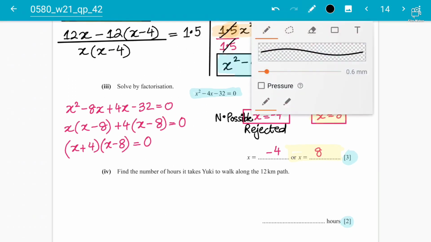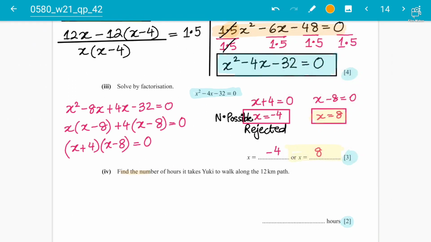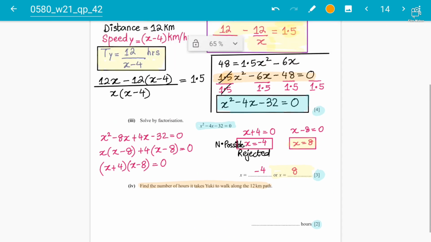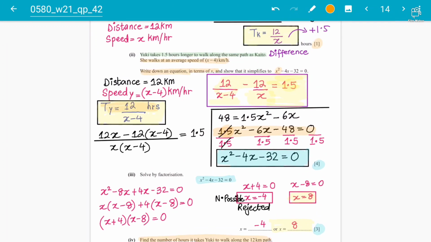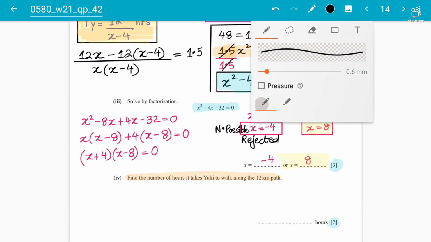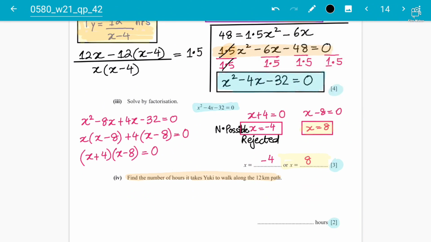Again, for 2 marks, same concept. They are testing: find the number of hours it will take Yuki. This time they are very clear. You have to find the number of hours it takes Yuki to walk around the 12-kilometer path. For Yuki it was this, sir. So you just have to put in the value there for the time, the number of hours that Yuki is going to take, which is very simple.